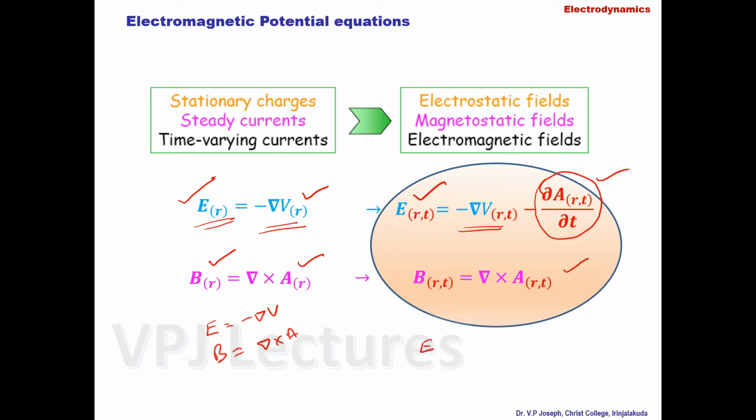So we write it as E is equal to minus del V minus dou A by dou t. So no need to write the suffix r and t always. Or B is equal to del cross A. Both equations, in magnetostatics and in electrodynamics, B is equal to del cross A, are the same in appearance, but we can see that they are not identical because it is a changing potential. This vector potential is changing in the electrodynamic situation, whereas in the static condition, the vector potential remains as such.